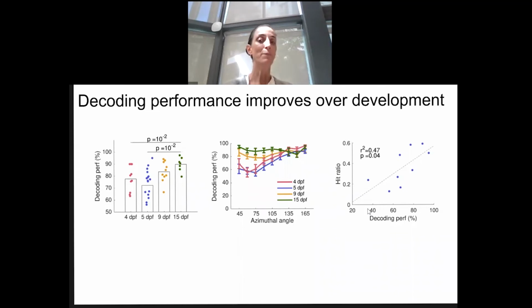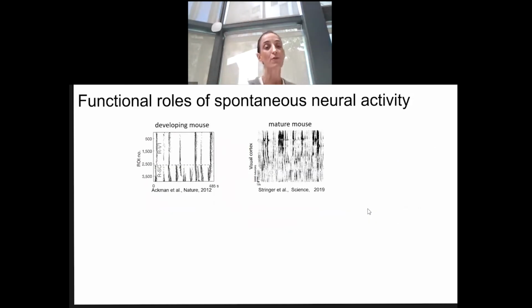Okay, so this was the observation part. Now I want to talk a little bit about what happens in the brain when nothing is really on, like no visual cues, and we are looking at the visual brain. So this is a visual brain in the developing mouse.